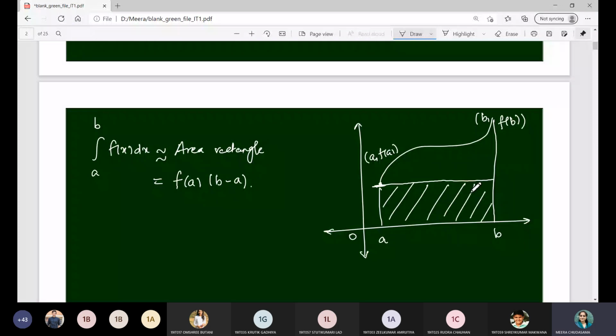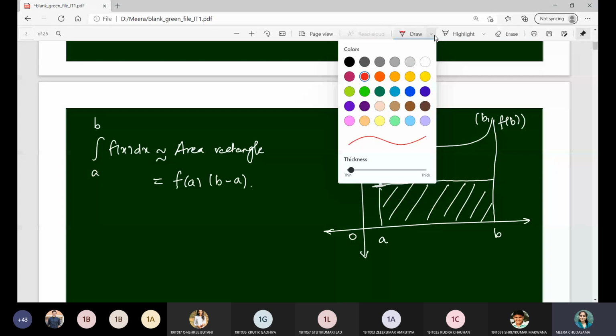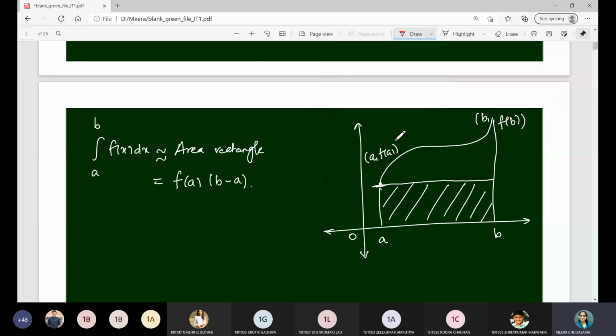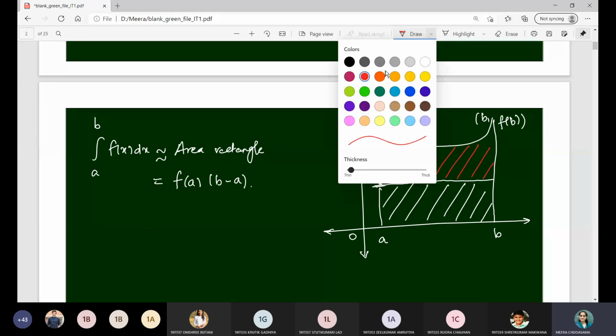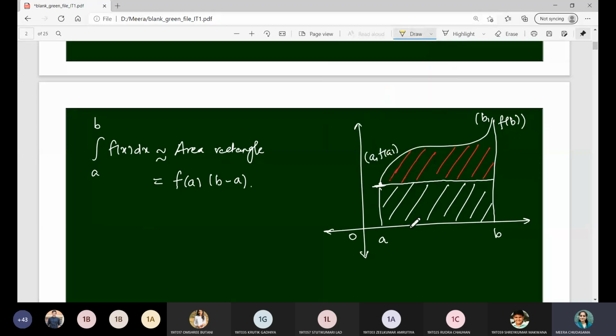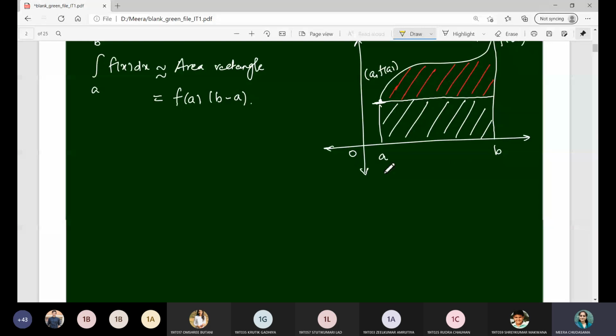So instead of one interval, we will now consider a number of partitions. Number of partitions means what we did in the continuous case, we will do the same, right? x1, up to xn minus 1. So for each subinterval, we will consider the corresponding area.